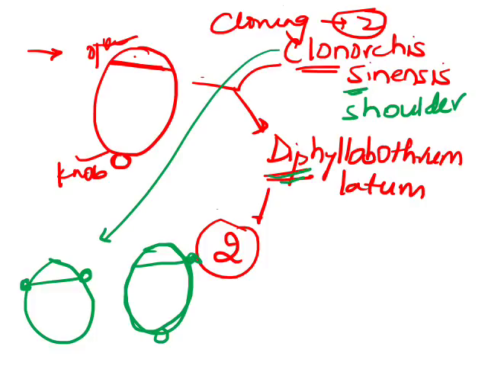There would be no shoulders in Diphyllobothrium latum. So remember, diphyllo is 2, cloning is 2, Clonorchis. So they have something at both the ends, that is operculum and knob. Sinensis has shoulder. Diphyllobothrium has no shoulder.